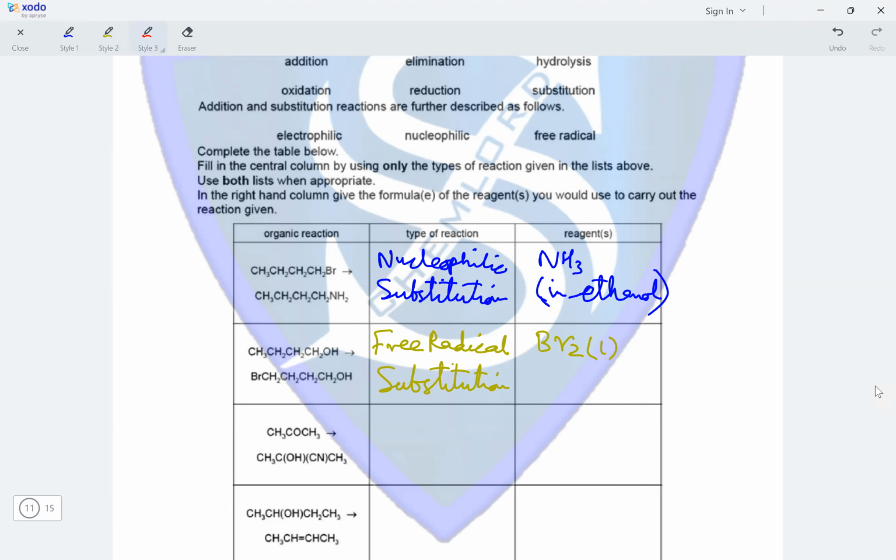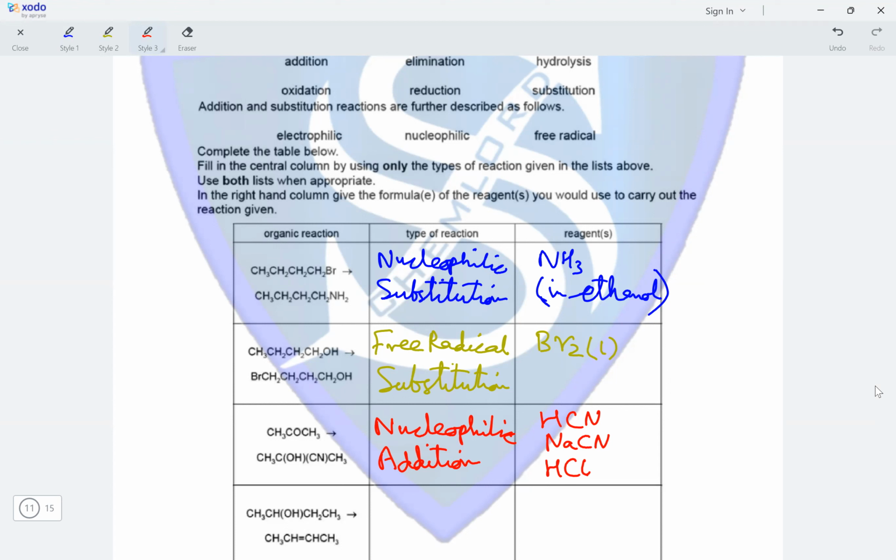The next organic reaction is a ketone being converted into a cyanohydrin. So this is an example of a nucleophilic addition reaction, and the reagents for this reaction are HCN along with NaCN and HCl to provide acidic conditions and also to provide the H positive ion if required. So these are the reagents for nucleophilic addition of a ketone.